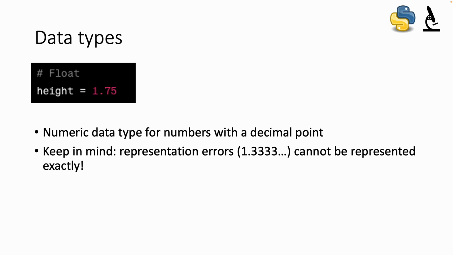Next data type is float. For example, 1.75 for the height. It's also a numeric data type, but for numbers with a decimal point. And also here, keep in mind, it has limitations. So the number 1.333 and so on, with an endless number of threes, cannot be represented exactly because this is an endless number of threes.